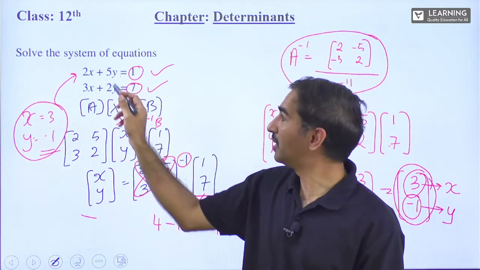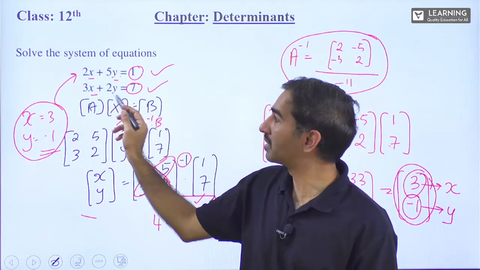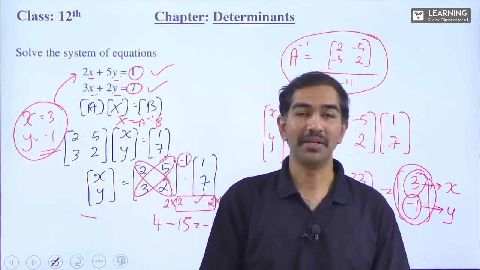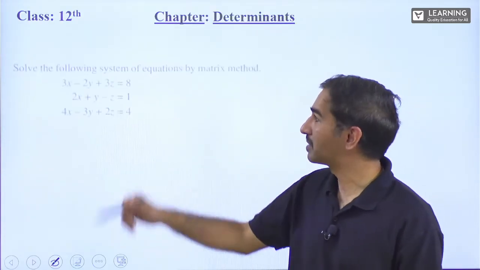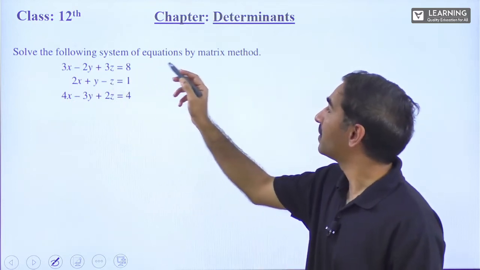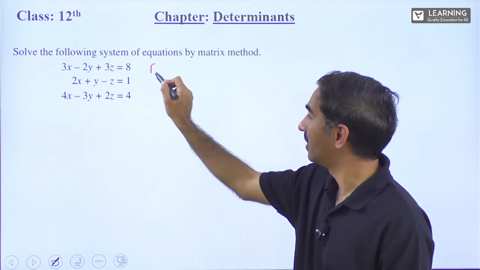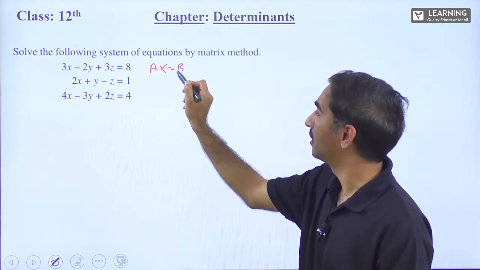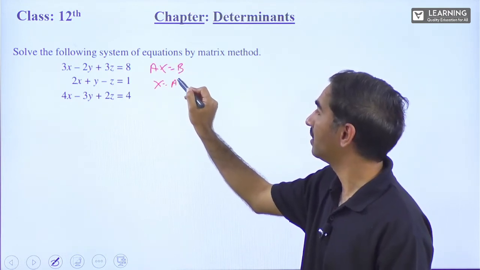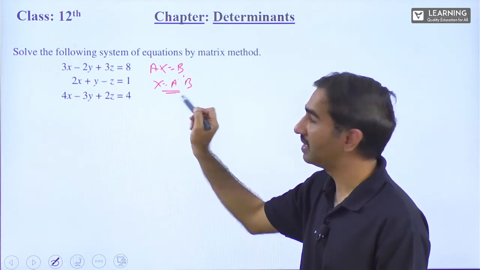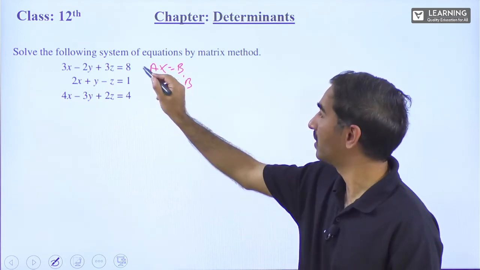So for this, only 2 equations were given and 2 unknowns were there, correct? We'll take up another example where we have 3 equations and 3 unknowns. Same procedure only to be followed. So the next problem, solve the following system of equations by matrix method. So same thing we have to do. What should we write? Ax equals b. Later on we have to write x is equal to A inverse of b. Okay, we'll write this step first.